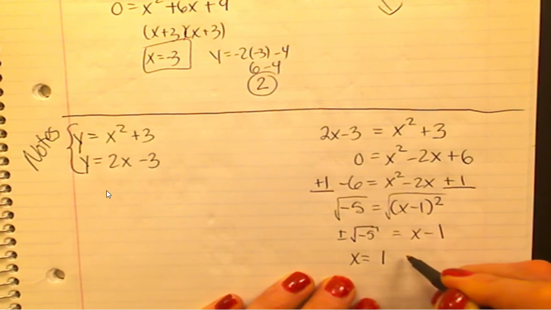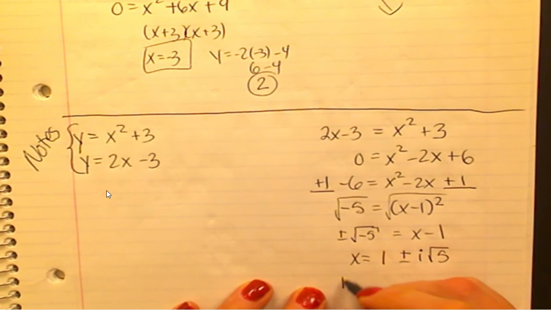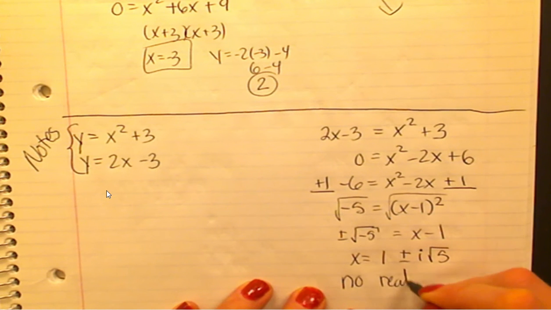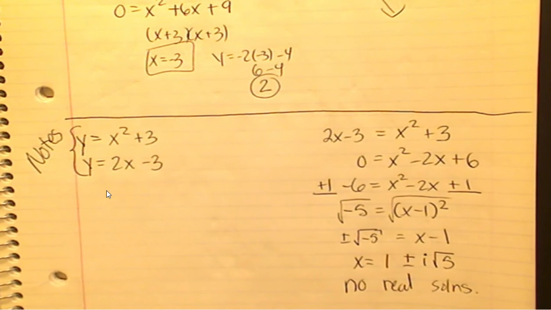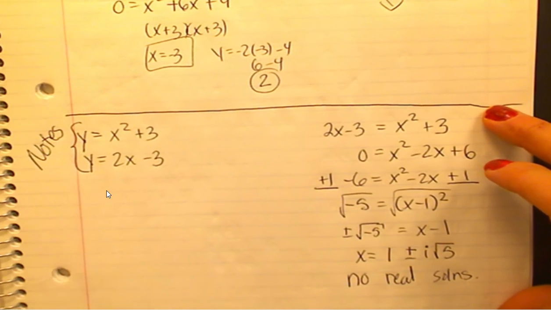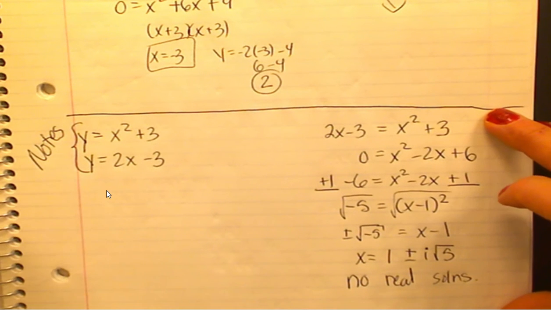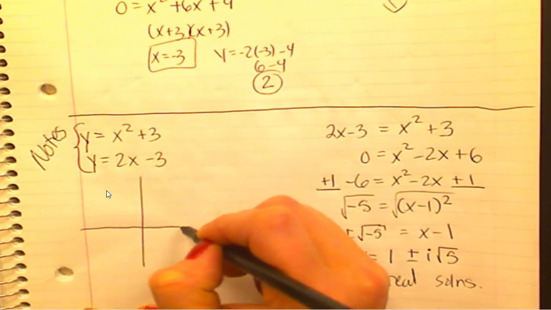x equals 1 plus or minus... no real solution. I don't get a real number. Go back and graph the system. Okay? I do want you to put a note about this system in your notes so you have an example of no solution. Okay? So let's go back and let's sketch.